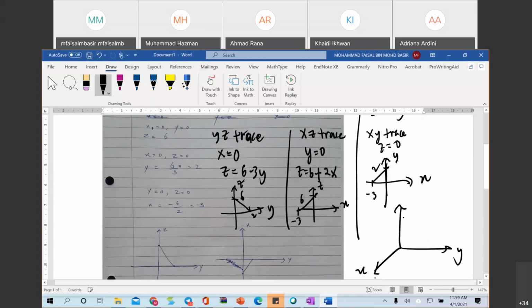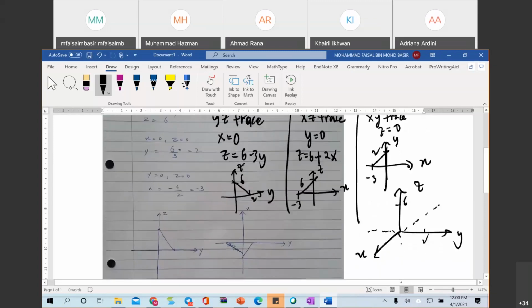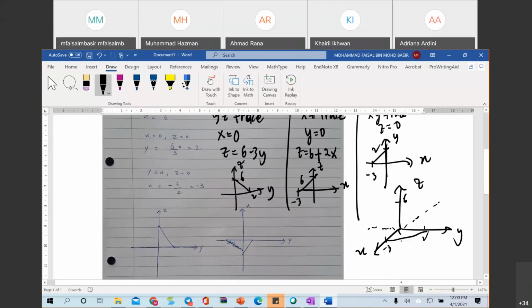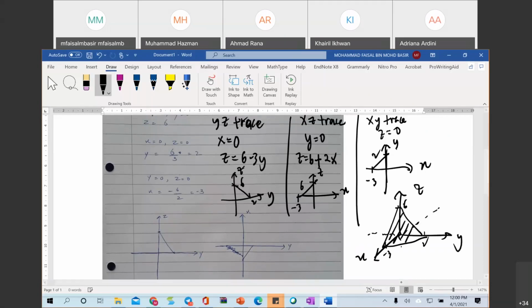Oops, this is it. So you have -x. So zy will be 2, 6, 2, 6. Okay, and then you have x -3, 6, -3, and then you have -3, 2. So just combine. Easy. Okay.